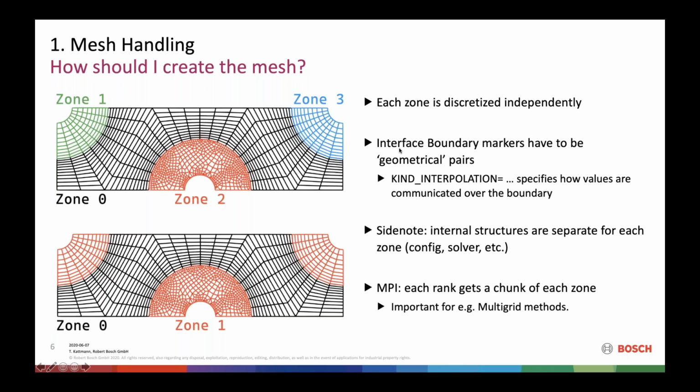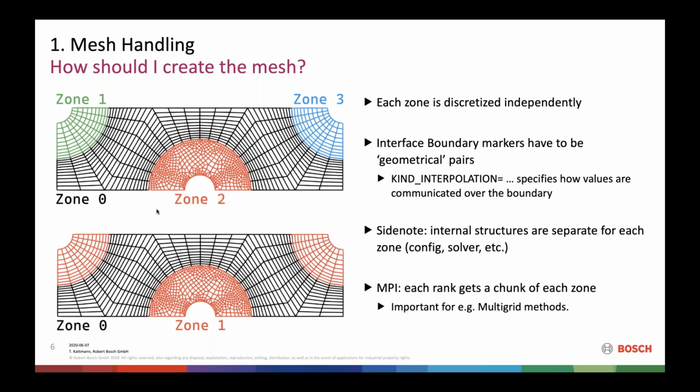For the interface boundary markers, you have to take care that these are geometrical pairs. That is, that they cover the same area or the same line. You cannot have, for example, in the fluid, in the upper image, 1 marker for all the pin surfaces, and each zone has a separate pin surface. That wouldn't work. So you have to make sure that the interface markers are matching.